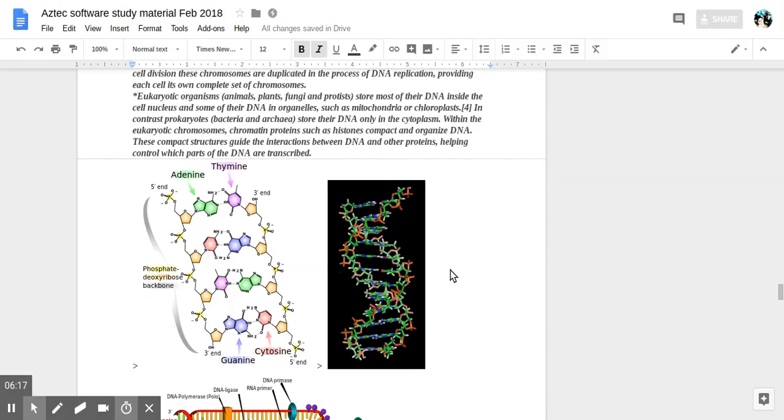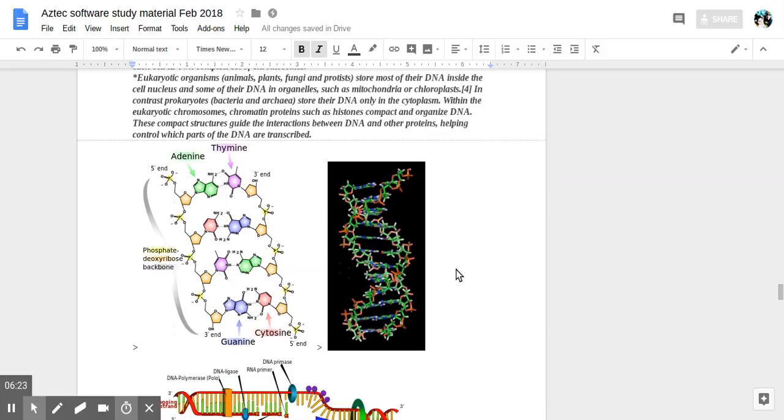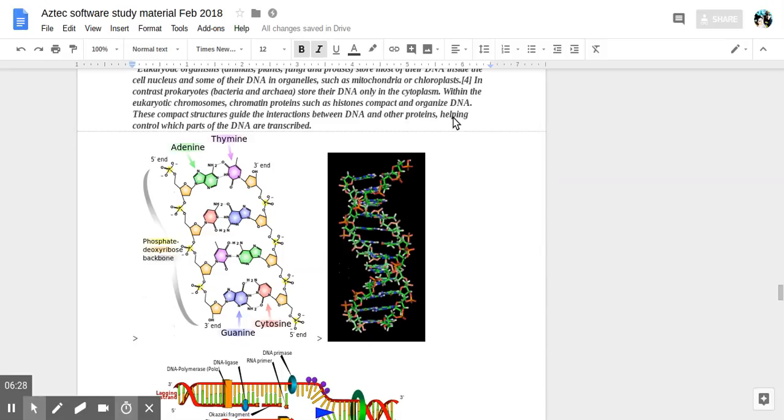Eukaryotic organisms, animals, plants, fungi, protists, store most of their DNA inside the nucleus, and some of their DNA in organelles such as mitochondria or chloroplasts. In contrast, prokaryotes, like bacteria and archaea, store their DNA in the cytoplasm. Within the eukaryotic chromosomes, chromatin proteins such as histones compact and organize DNA. These compact structures guide the interaction between DNA and other proteins, helping control which parts of the DNA are transcribed.